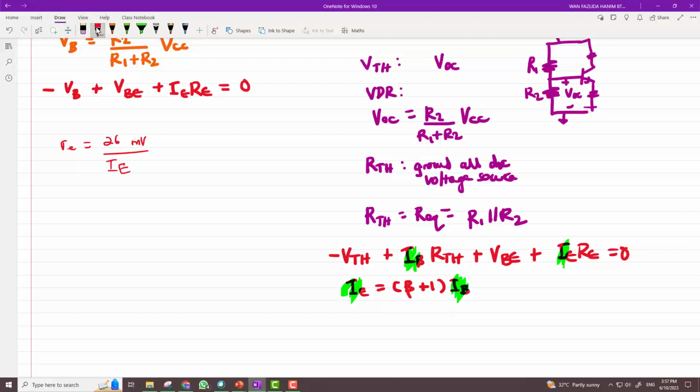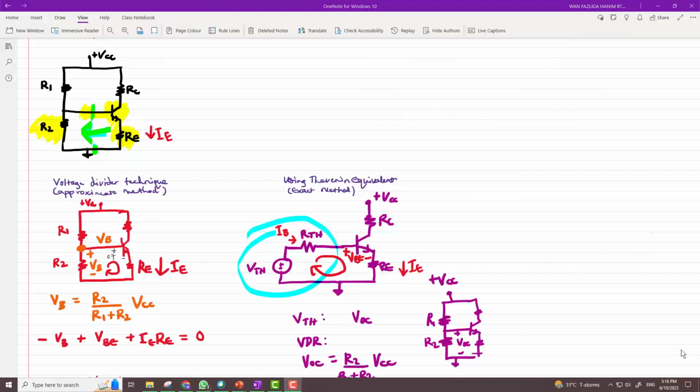Then once I find out what IE should be, I'm ready to go on to the AC analysis, where RE small signal is 26 millivolts over IE. And so the question is, how do we know whether we should apply the voltage divider technique or use the Thevenin equivalent circuit? There is a criteria that you should check, because if we want to use the voltage divider technique, the concept is that the resistance seen from the base terminal into the transistor and to the emitter has to be big enough.